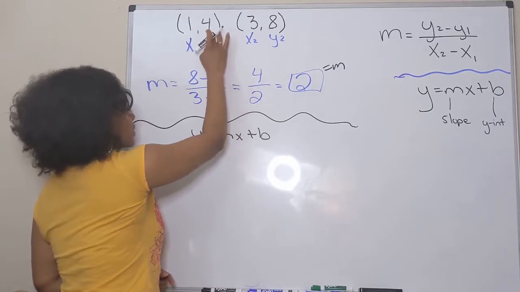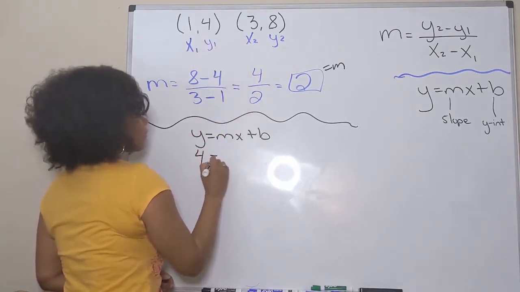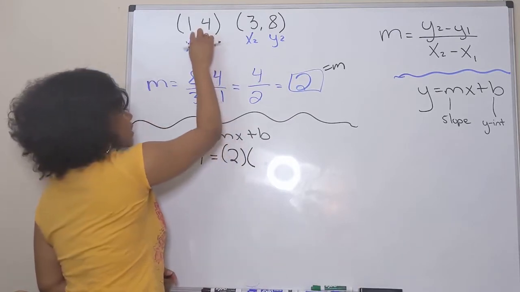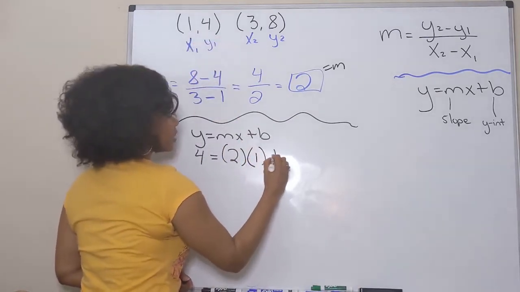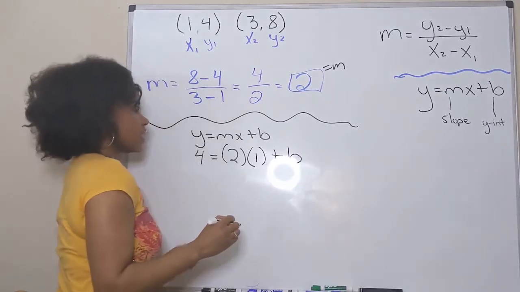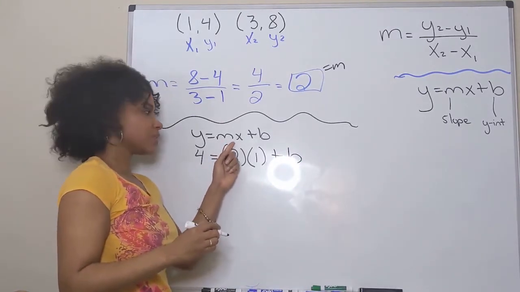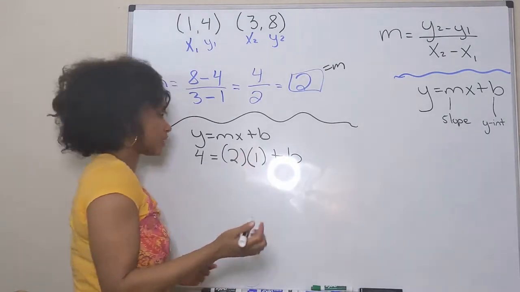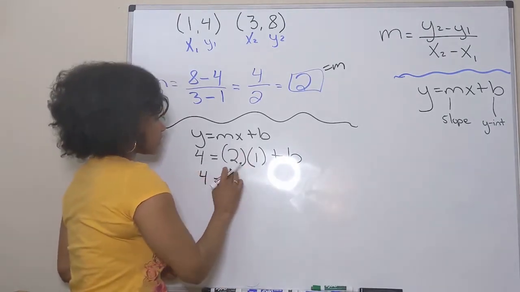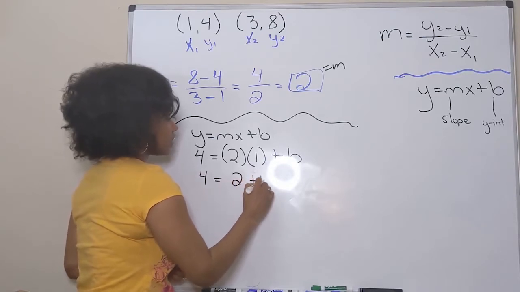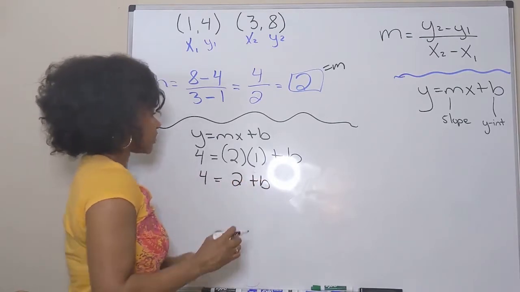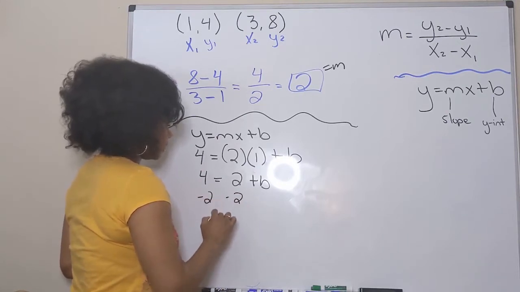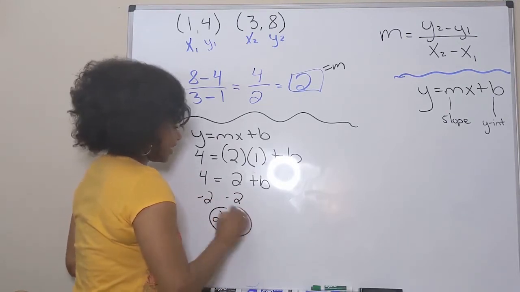So my y value up here is 4. My slope is 2. My x from this ordered pair is 1 plus b. And remember, we read this as m times x, and so I'm putting parentheses around it to show that I'm multiplying. So just simplifying this, 2 times 1 is 2 plus b. Left with a one-step equation, I'm subtracting 2. And so my b is also 2.